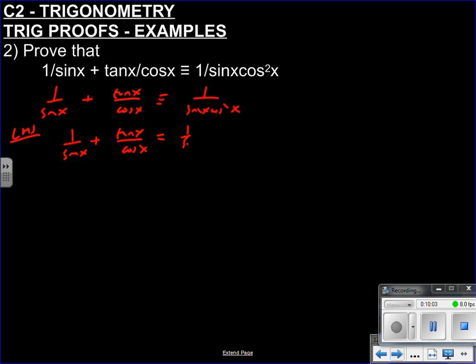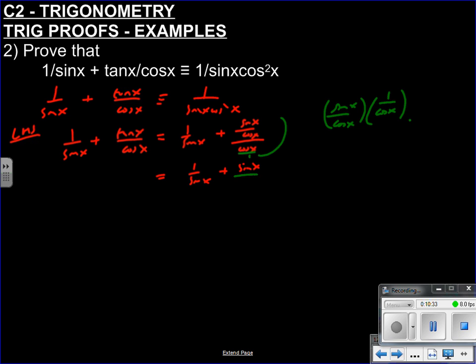So that's 1 over sine x plus tan x, which is sine x over cos x, all over cos x. So that's 1 over sine x plus sine x. Now, sine x over cos x, all divided by cos x, is the same as sine x over cos x times 1 over cos x, isn't it? So that means the fraction flips up, so 1 over cos x here. So you can see that sine x over cos squared x.